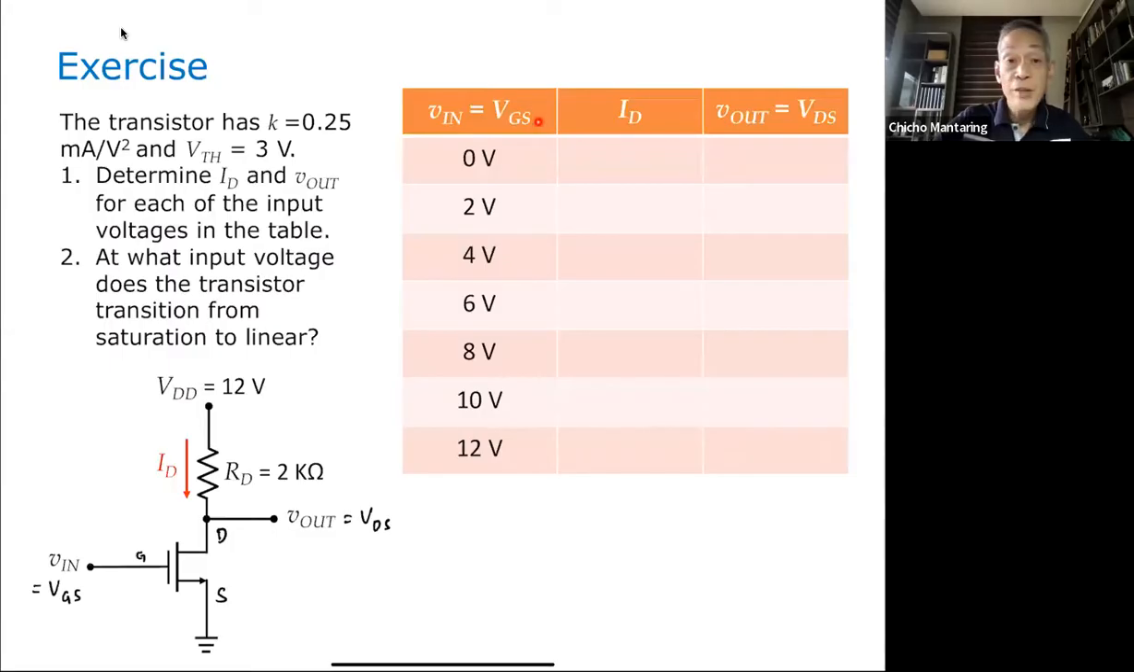No? So Vin is actually equal to VGS. Okay. So I want to determine the output voltage for various input voltages. Let's start with Vin equal to 0. What is my ID going to be? Anyone? Ano yung magiging value ng ID ko when Vin is equal to 0? Can someone shout out the answer?